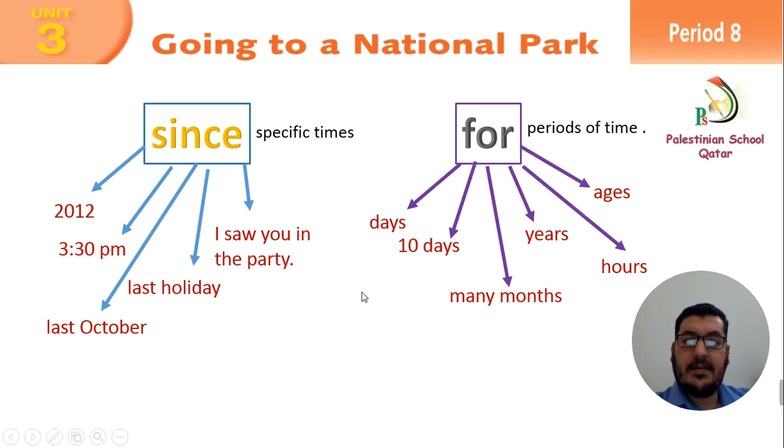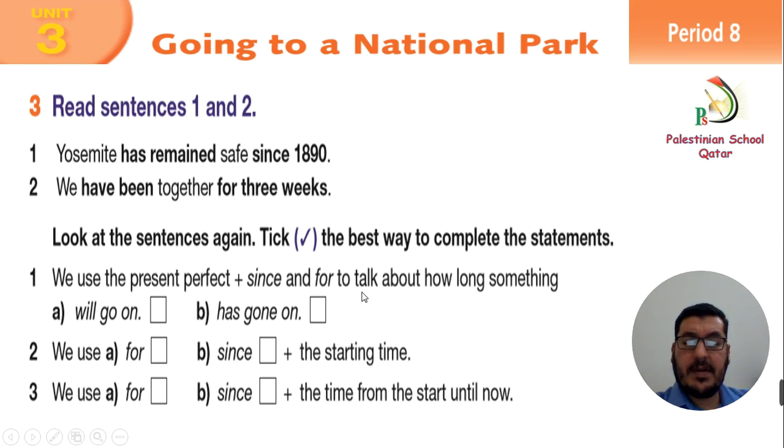Okay, we have period number 8, exercise number 3. Read sentences 1 and 2. Yosemite has remained safe since 1890. Number 2, we have been together for 3 weeks. Look at the sentences again and tick the best way to complete the statement. We use present perfect plus since or for to talk about how long something has gone on. Yes, has gone on.